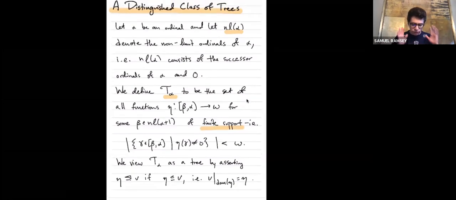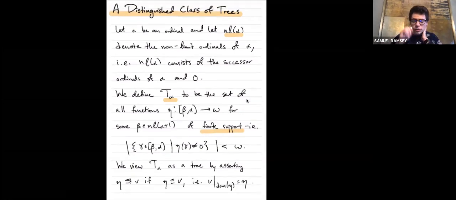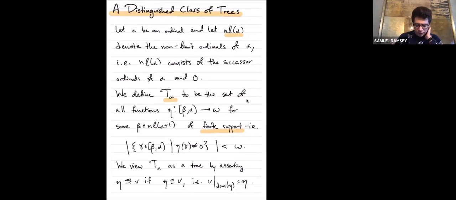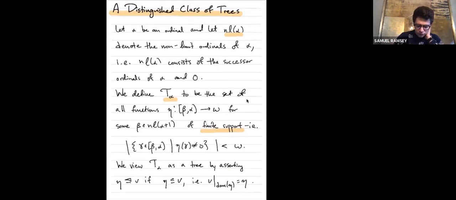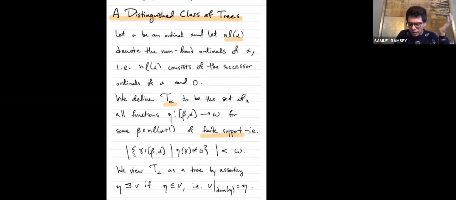So we have this distinguished class of trees. I'm going to fix notation to start, where nl alpha is my notation for the non-limit ordinals of alpha. If there are any set theorists in the audience who know better notation for this, I would be very happy to know. In the first paper where I wrote about this, we just wrote alpha minus limit alpha. But for these purposes, I'm going to write nl alpha for the non-limits. So the elements of nl alpha are 0 and the successors inside of alpha.